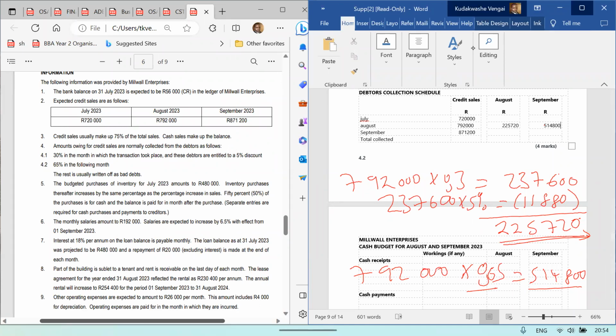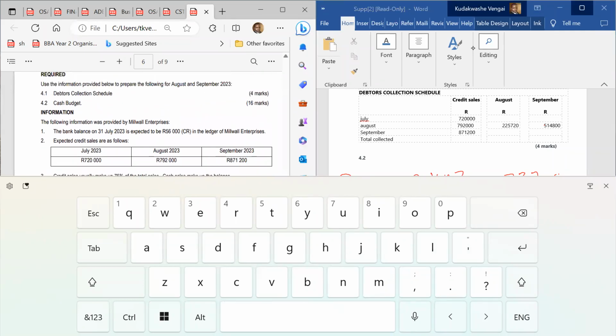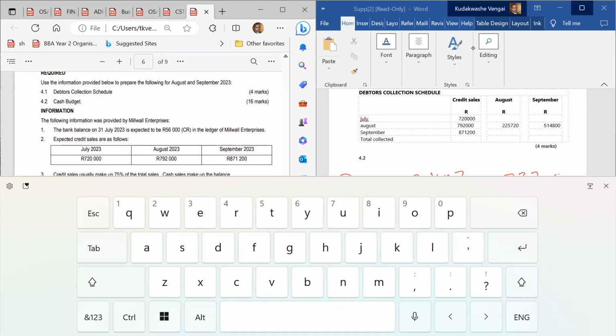Now let me go back to July. I didn't want to start with July because I didn't want to confuse you. So now if we go back to July, we say that in July we made sales of 720,000, right? 30% of that was collected in July. But the question we are doing says you prepare a data collection schedule for August and September only. So that's why we don't have a column for July. That's the reason it's not there, because they didn't ask for it.